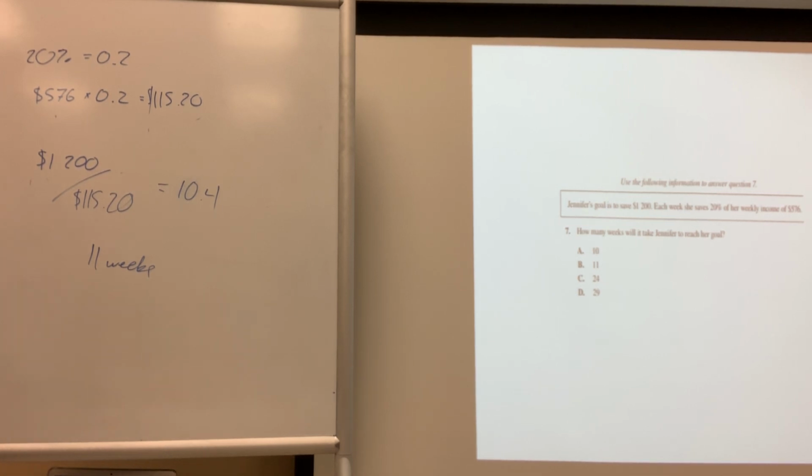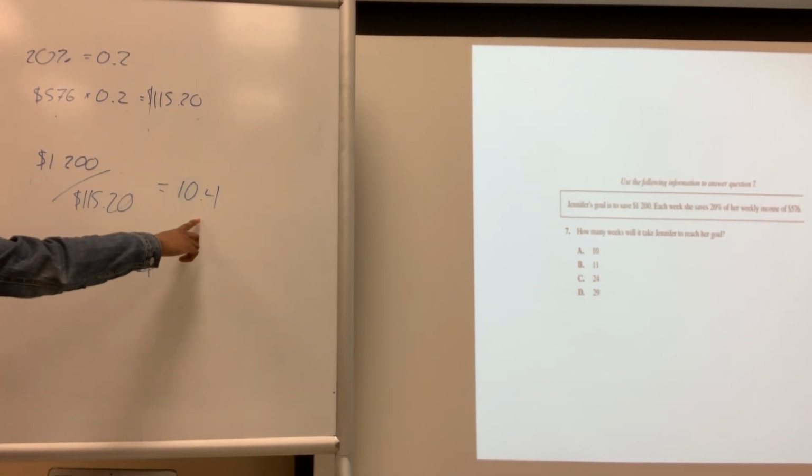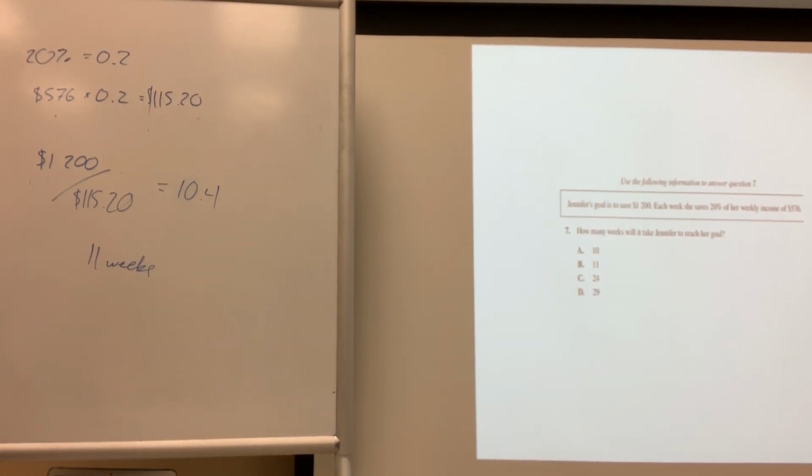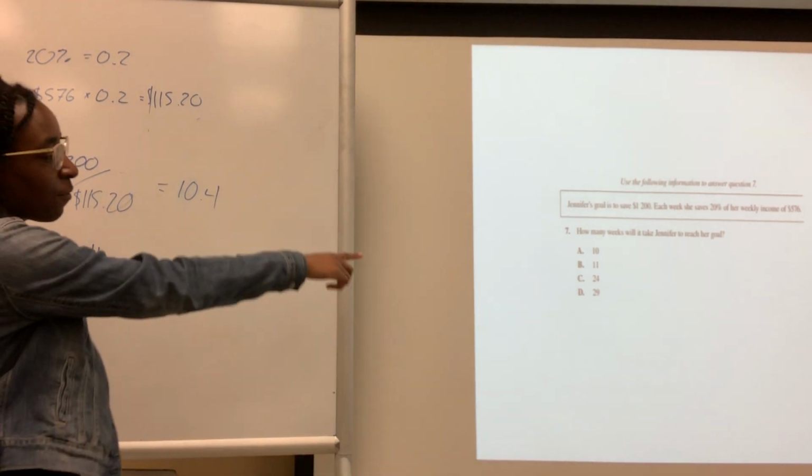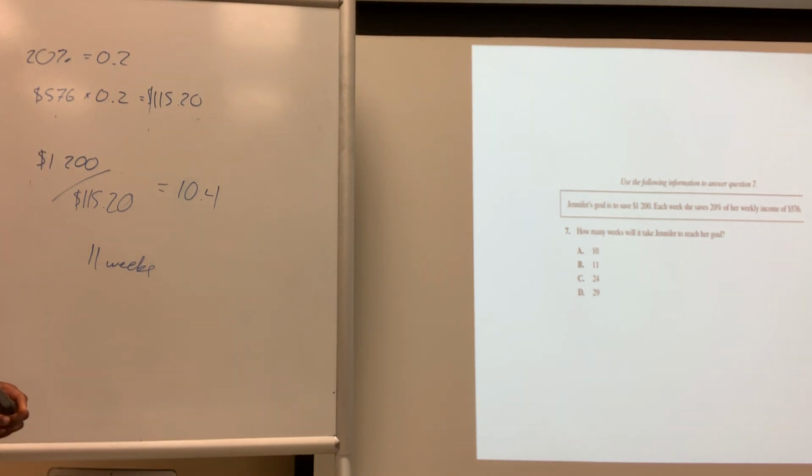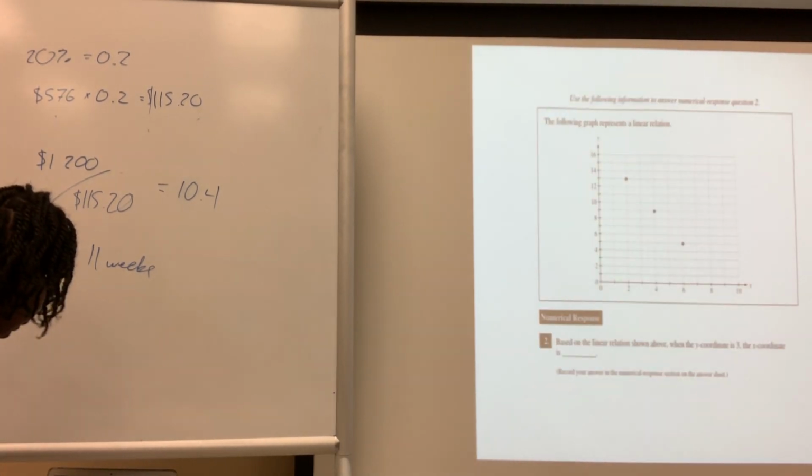So basically, if she were to only work for 10 weeks, she would still have to work for 0.4 of a week in order to make her goal of $1,200. And because we don't have that option here, we have to round up to 11 weeks, otherwise she wouldn't make enough. What would 0.4 of a week be, just curious? You could do 7 times 0.4, so 2.8 days. That makes sense.